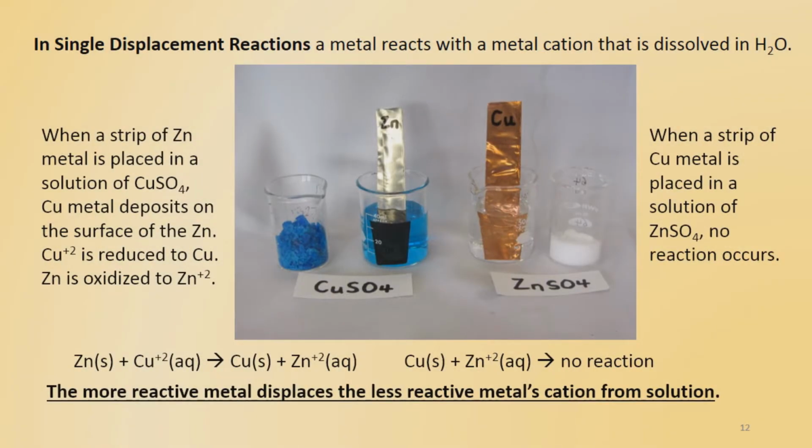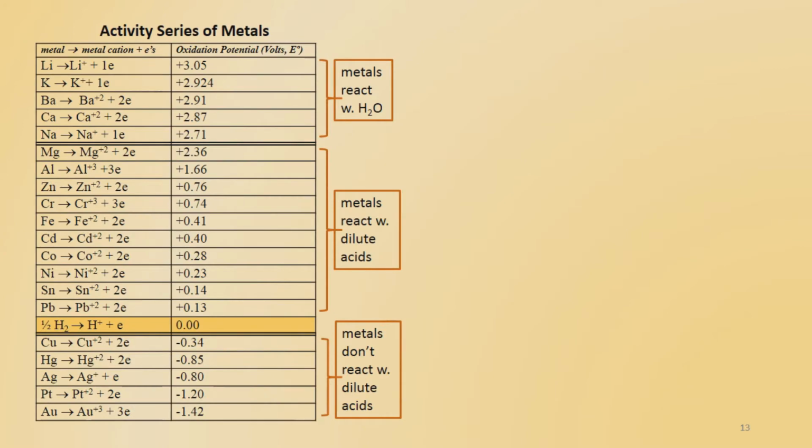The key to being able to predict these reactions is this next statement. The more reactive metal displaces the less reactive metal's cation from solution. This table is called the activity series of metals and will allow us to predict which combinations of metals and metal cations will and will not react.